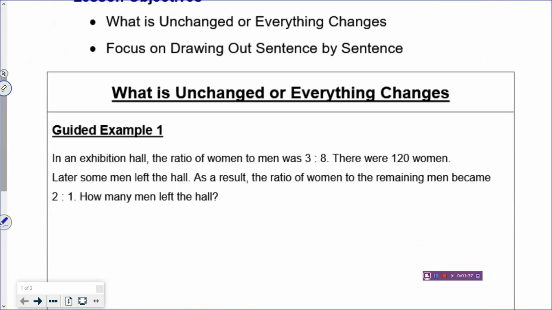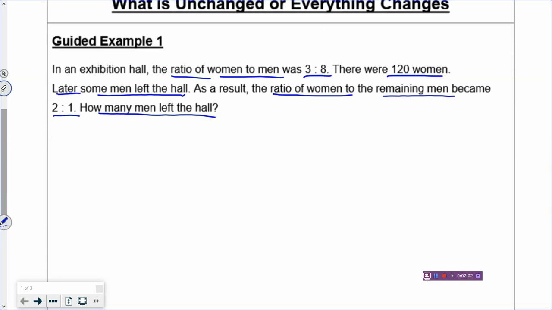Every time you have before and after, you always have to ask what is unchanged or whether everything changes. So in an exhibition hall, the ratio of women to men was 3:8. There were 120 women. Later, some men left the hall. As a result, the ratio of women to the remaining men became 2:1. So how many men left the hall? What is unchanged? Immediately, the women is unchanged because no women left the hall.